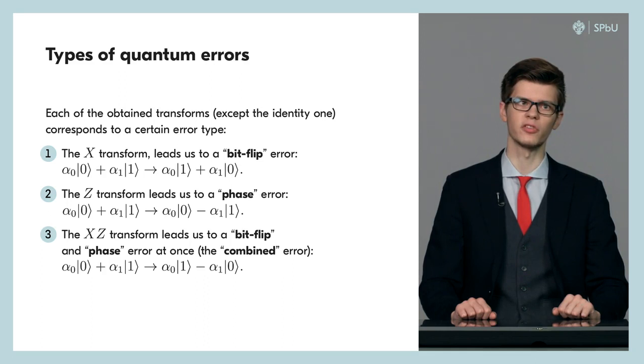The third possible situation is a phase error. If a qubit is in the superposition state, then the signs between superposition terms inverse. The fourth situation represents a combined error, which is a bit flip and a phase error at once. In this case, the superposition terms and the signs between them change.